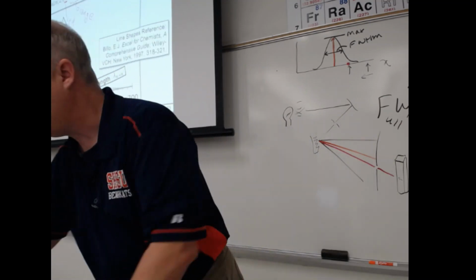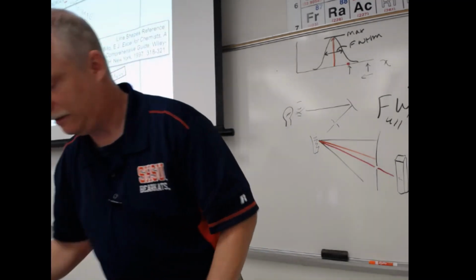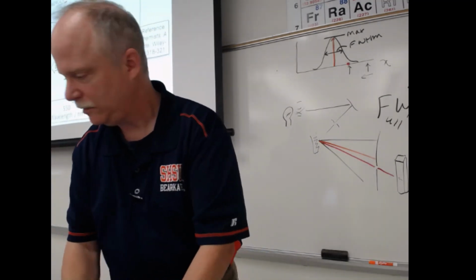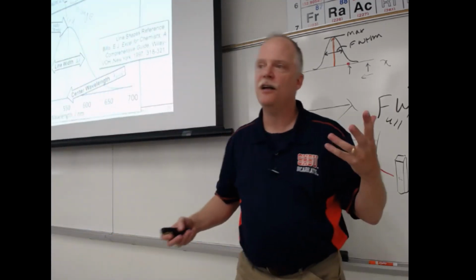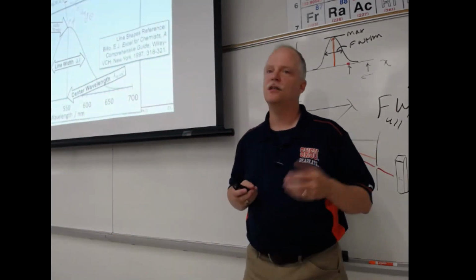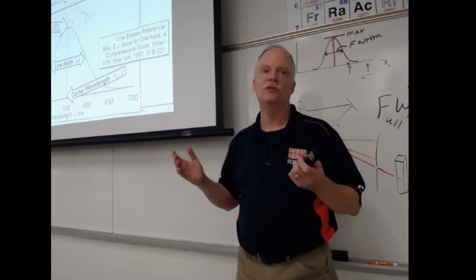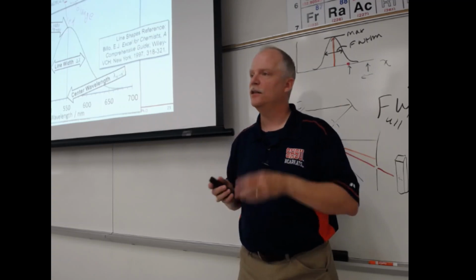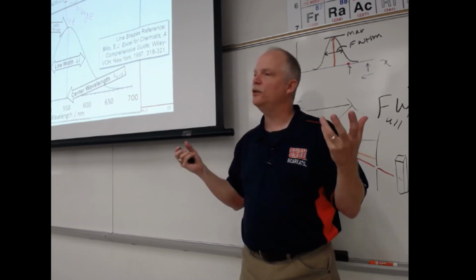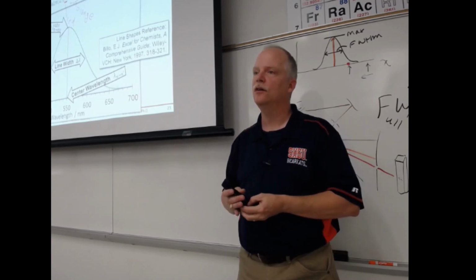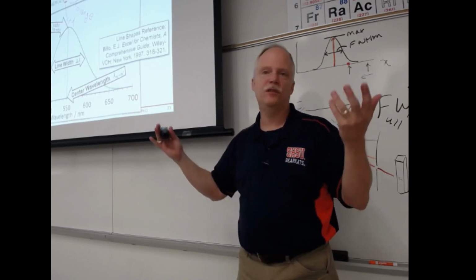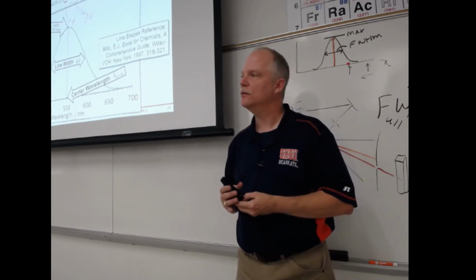So the Gaussian line shape would be just the most common. It'd be the instrumental line shape. We would use this most of the time. Just for instrumental line shapes, use a Gaussian. Okay, so that's one of your questions on the homework. When would you use the Gaussian line shape? Just to model instrumental line shapes.